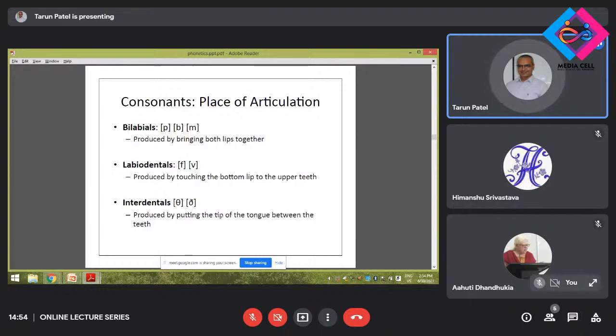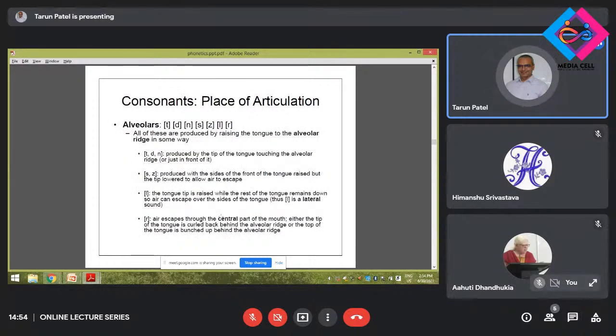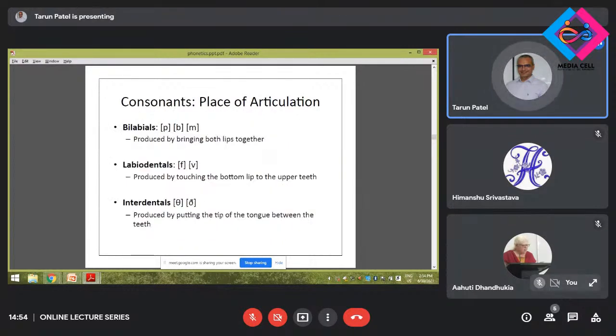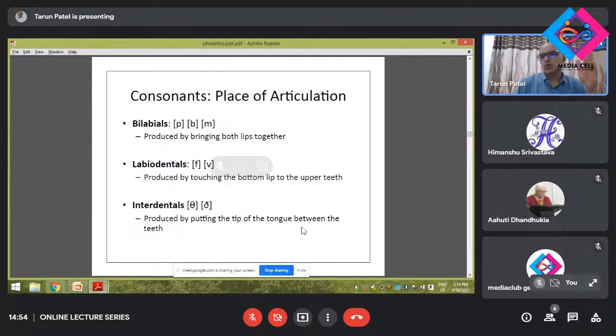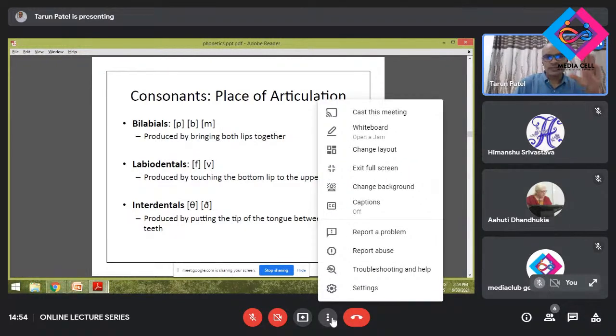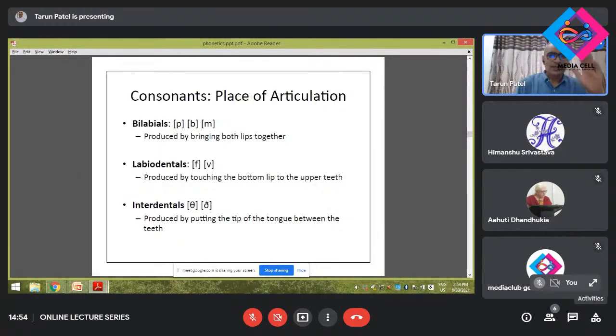For bilabials, labiodentals, interdentals. Fine. So when you say pa, right, we use two lips and then suddenly we open them. Ba, when you say ma, when you say pack, when you say back, when you say man or mango or mother, right, we use two lips together, right? So the bilabial sounds are the ones that are produced by bringing both the lips together.